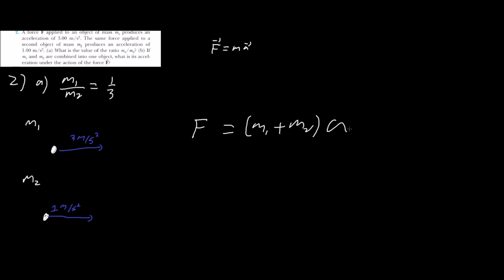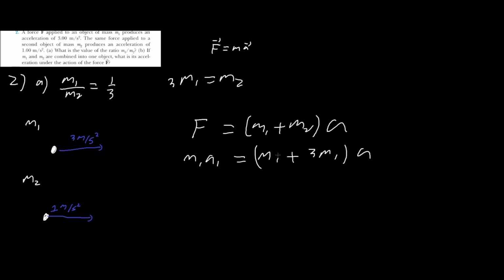So, if m1 and m2 are combined into one object, what is its acceleration under the action of that force? Oh, we do know how to solve it. Recall that we just solved for the ratio between m1 and m2. So I'm just going to write this as 3m1 equals m2. We can replace m2 in terms of m1. So let's say that m1a1 is equal to (m1 plus 3m1) times a, and there's your answer.